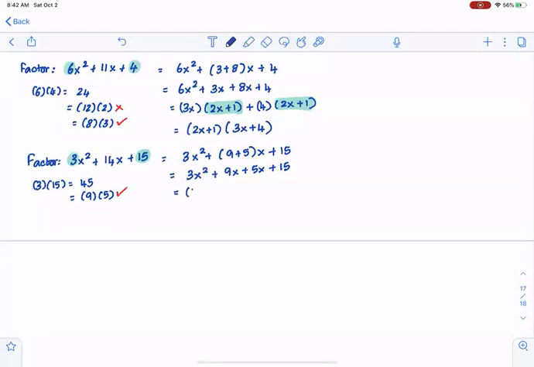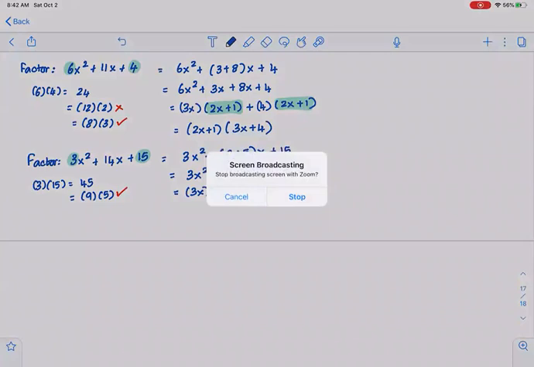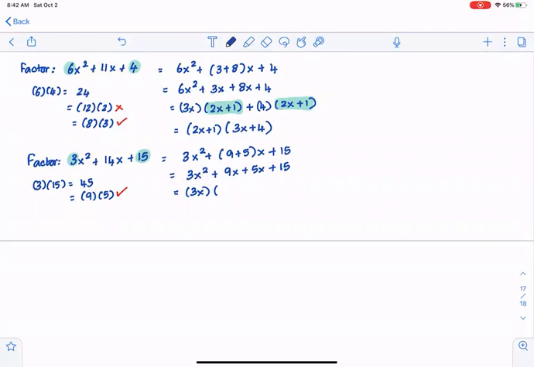In the first two terms, if I pull 3x out, I would have x plus 3. In the last two terms, I have 5. If I pull that out, I will have x plus 3. X plus 3 is in common. So if I pull x plus 3 out, I would have 3x plus 5. And that would be my final factoring.